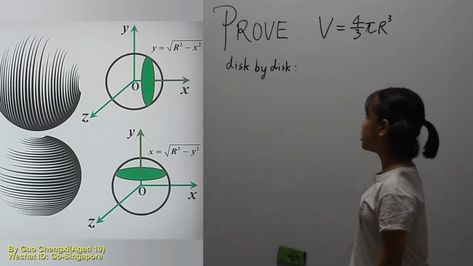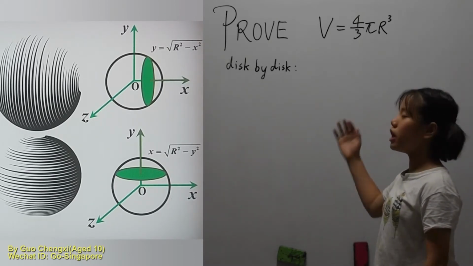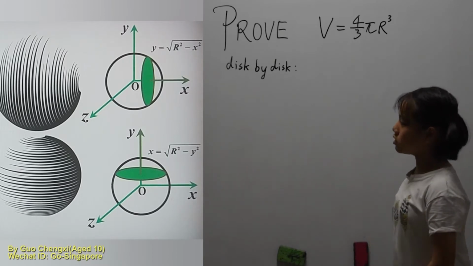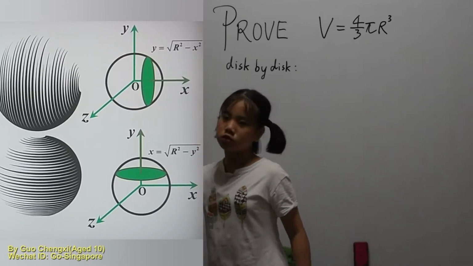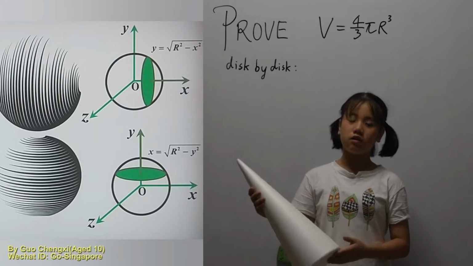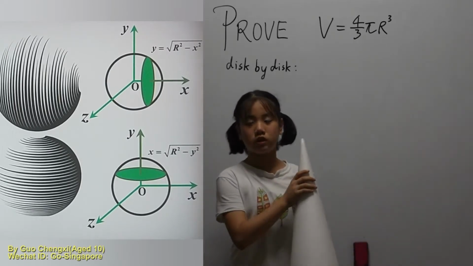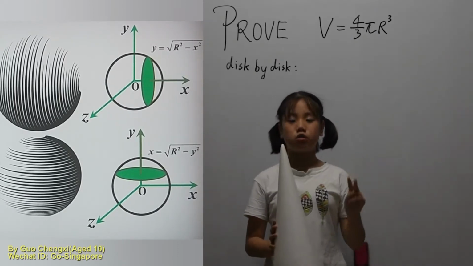Lesson about calculus. Chapter 7, Double and Triple Integration. So for the past two lessons, we have proven the volume of the cone using two methods.